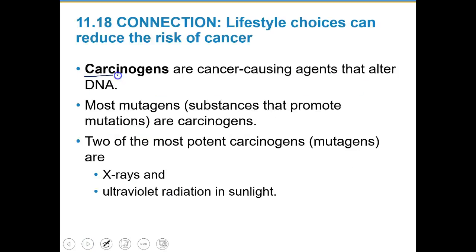Okay. Carcinogens are cancer-causing agents that alter DNA. Most mutagens are substances that promote mutations, or carcinogens. Look at the words.